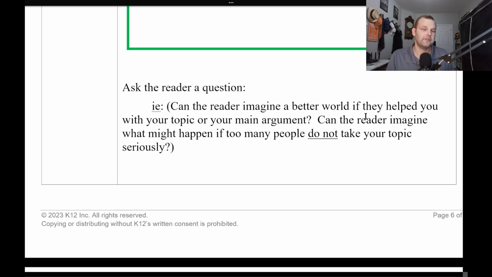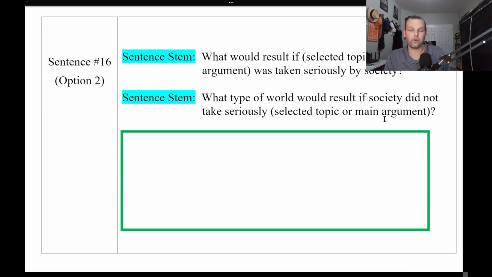If you do not want to end your conclusion paragraph with a call to action by asking your reader to do something, then you could ask your reader a question or two. For example, can the reader imagine what might happen if too many people do not take your topic seriously? Or what type of world would we live in if your topic was not taken seriously? Or there could be a different question that you want to ask your reader, but the goal is to get your reader to think about your topic and to think about your main argument well after they have finished reading your essay. And let's take a look at an example.